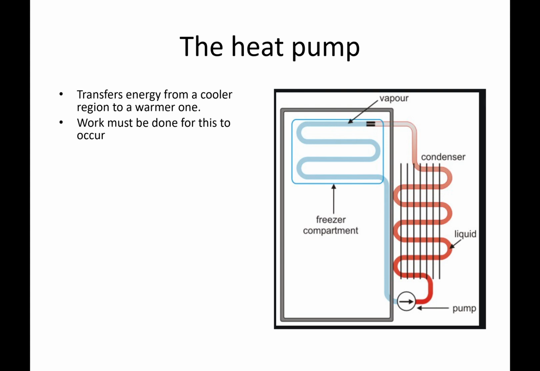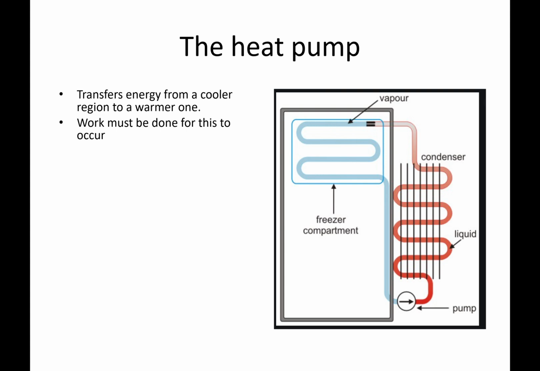To remove heat from a fridge, work must be done. Heat naturally travels from a hot place to a cold place. So when we're trying to remove heat from an object, we must do work for this to occur. A heat pump consists of a closed circuit that has a liquid called a coolant in it.